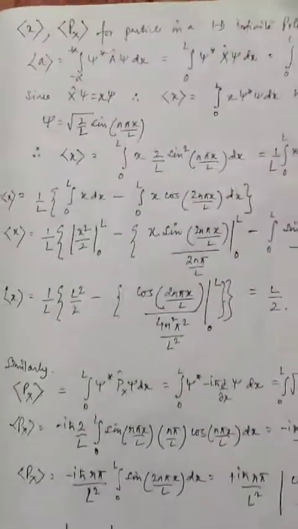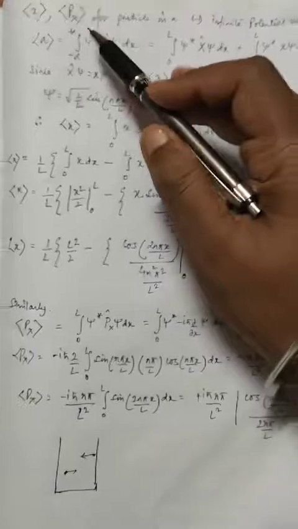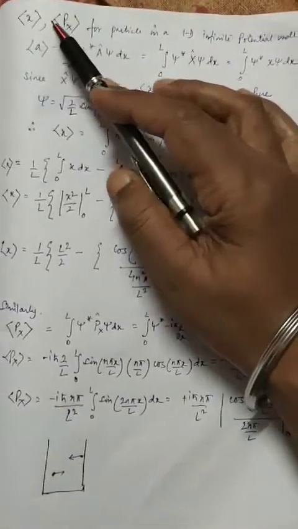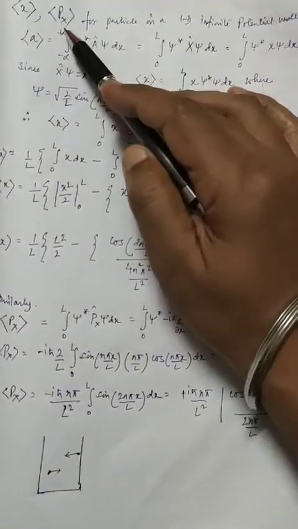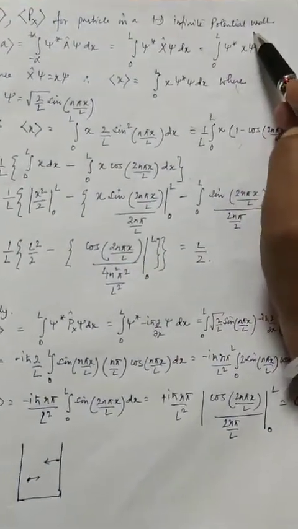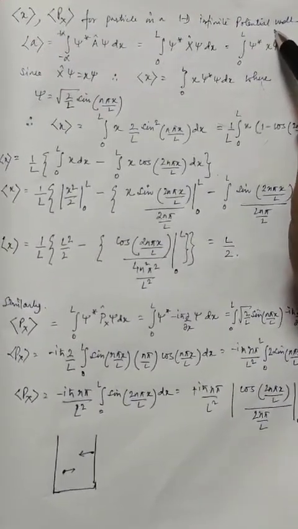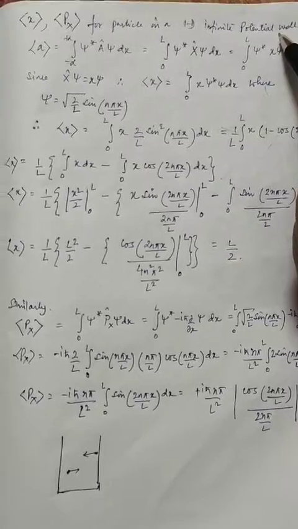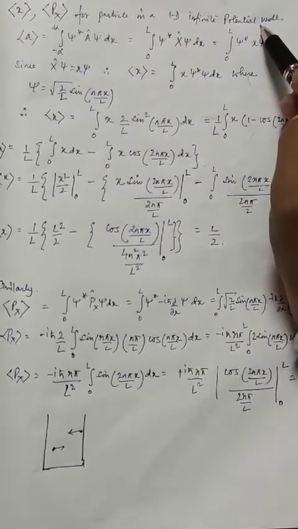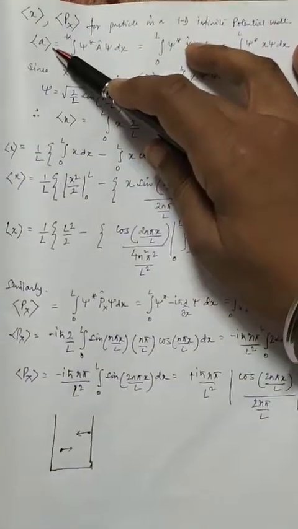Now we are going to do some problems for a particle in a one-dimensional box. So let us say they ask you to find the expectation value of position and the expectation value of momentum along the x direction for a particle in a 1D infinite well. I told you when I was writing the postulates of quantum mechanics that we will be dealing with problems, and then it will be clear how to find out the expectation value of any observable quantity.